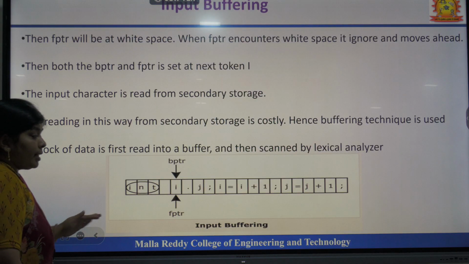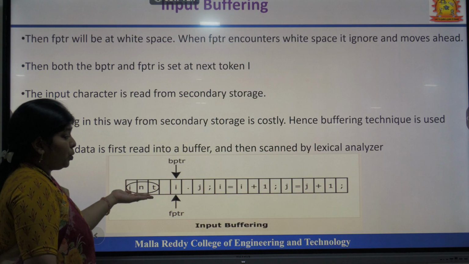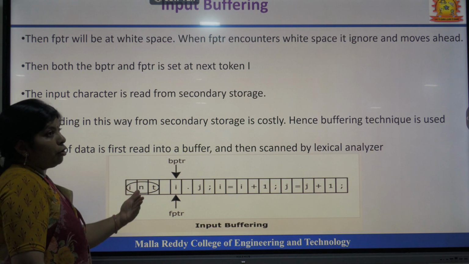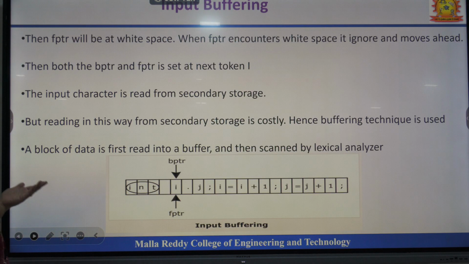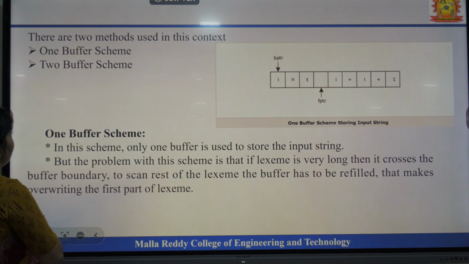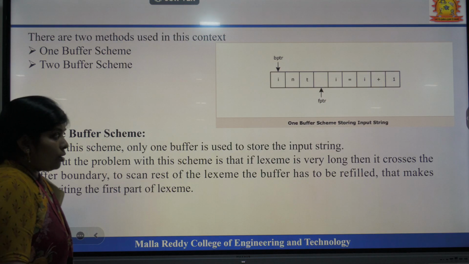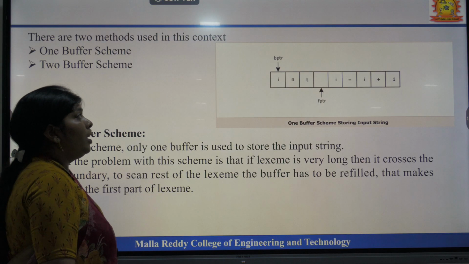Whenever we are storing this input statement, that means the source program statement, in the input buffer, there is a chance of having a large amount of data in a single statement, so that we may not be able to store that statement in a particular buffer. That is why we divide the input buffer scheme into two types: the one buffer scheme and the two buffer scheme. If we are having a small amount of data, we can store it in the one buffer scheme.